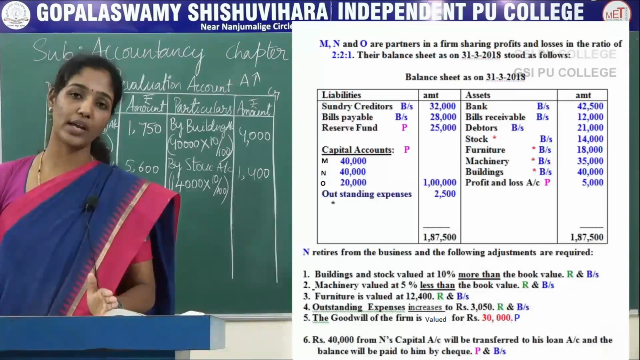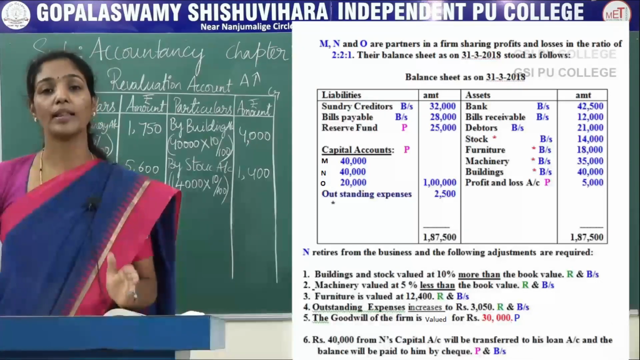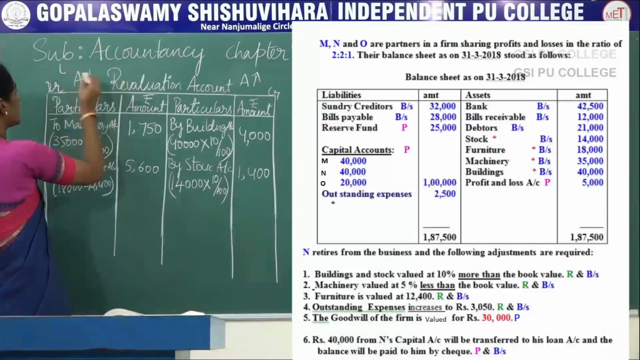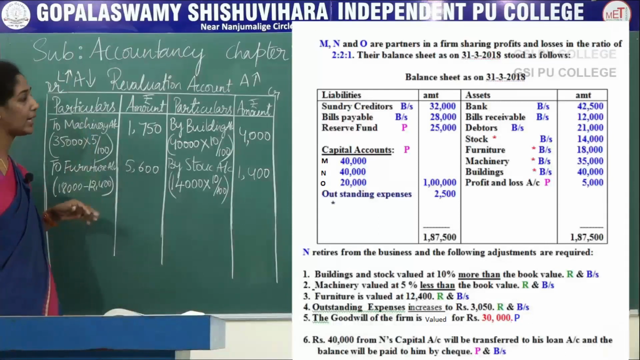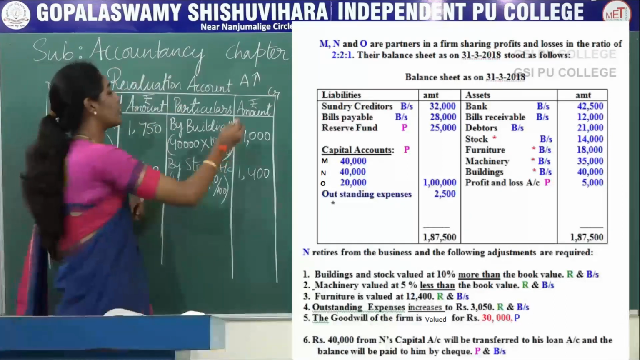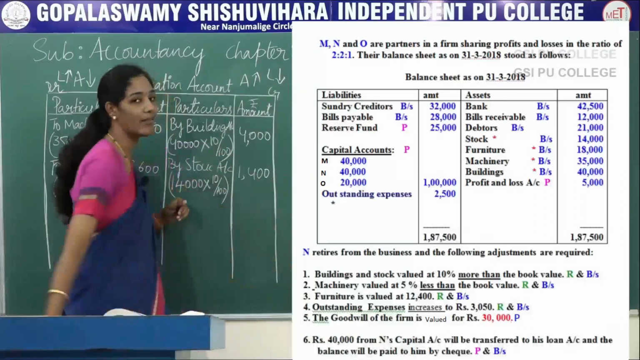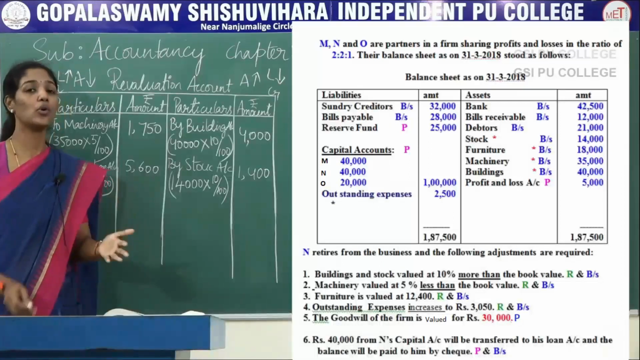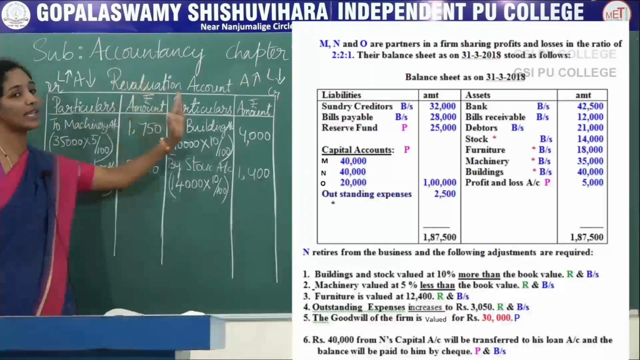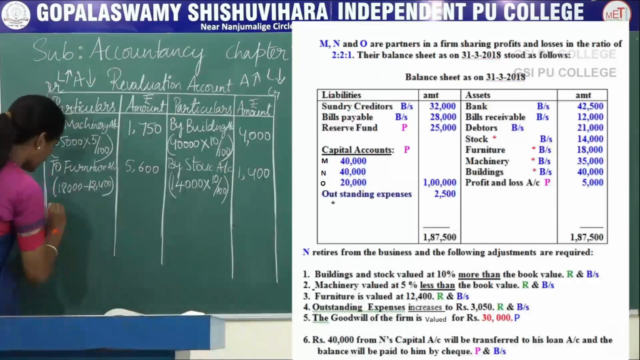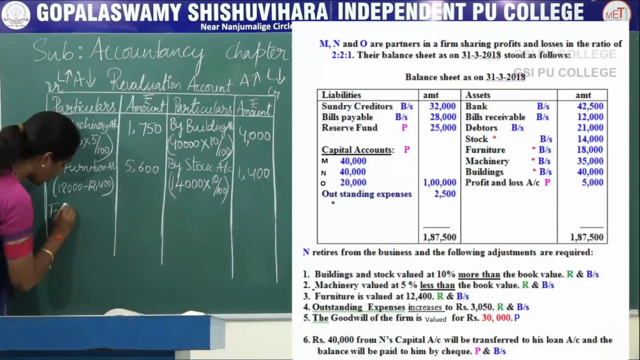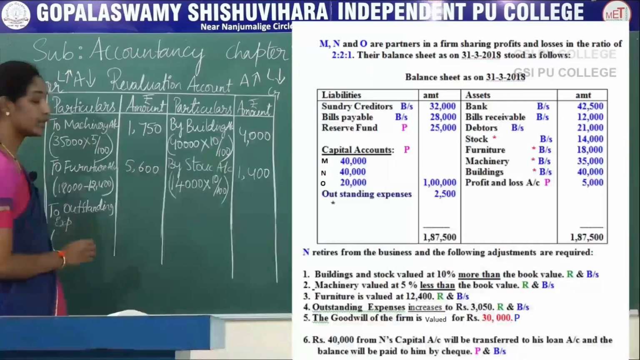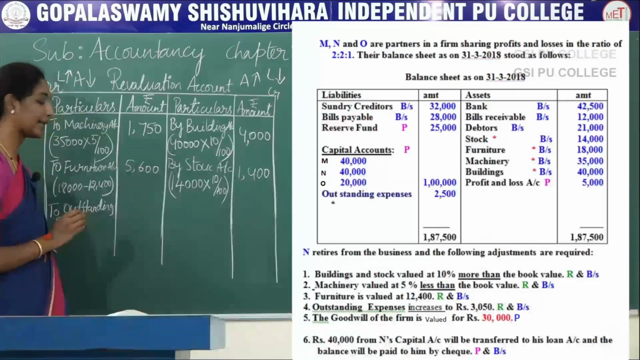So here, as you all know, outstanding expenses is a liability. When the liability increases, then it should be recorded on the debit side of the revaluation account. On the other hand, when the liability decreases, then it should be recorded on the credit side of the revaluation account. But in your adjustment, the value of liabilities increases, so you have to record it on the debit side of the revaluation account. So as usual, record it as to outstanding expenses. So you should consider only the difference amount of outstanding expenses.